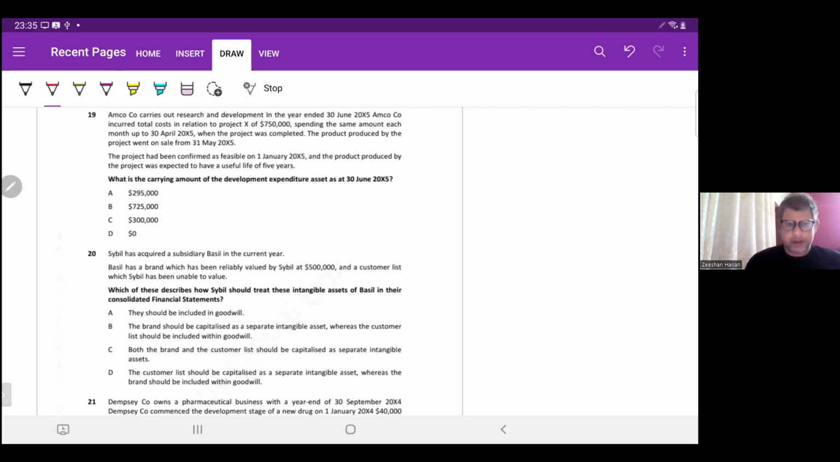Moving on to the next question. Question number 19. The cost of 750,000 relates to 10 months of the year up to April 2005. Therefore, the cost per month was 75,000. Okay. MCQ carries out research and development in the year ended 30th June X5. MCQ incurred total cost in relation to the project of 750,000, spending the same amount each month up to 30th April.